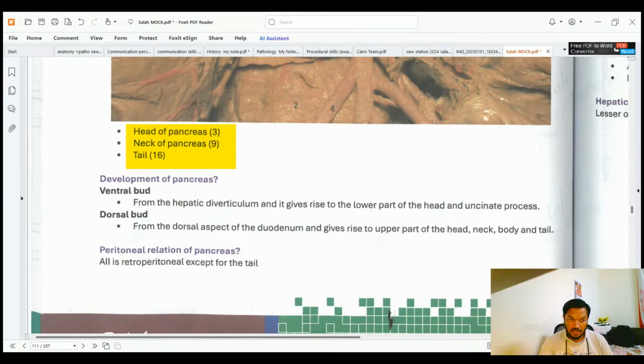Pancreas developed from the ventral bud and dorsal bud. Ventral bud from the hepatic diverticulum, and it gives rise to the lower part of the head and uncinate process. And dorsal bud.